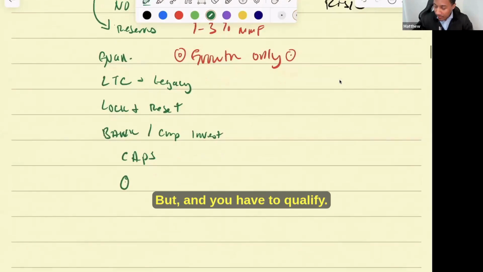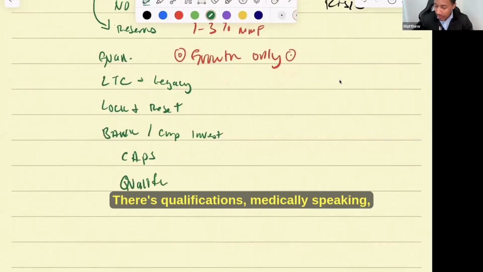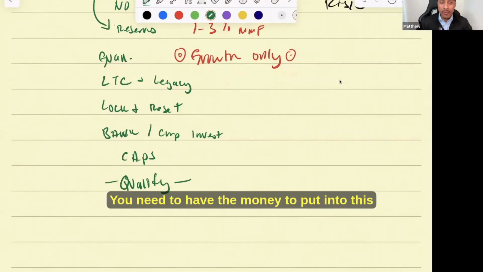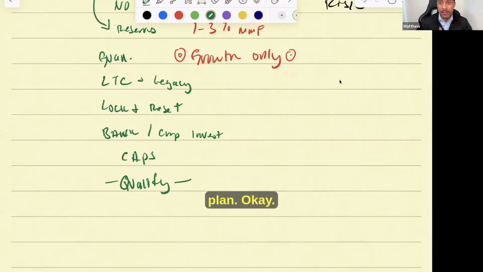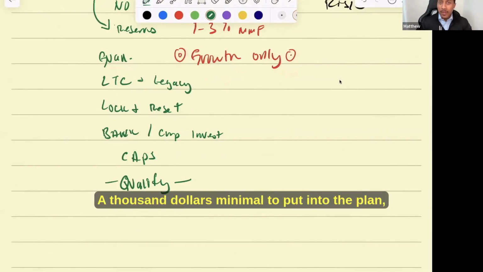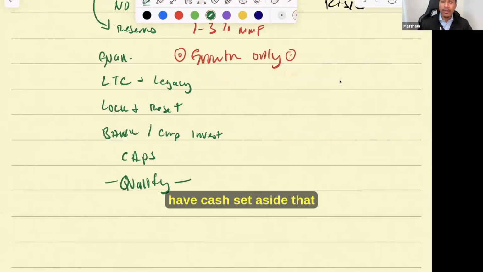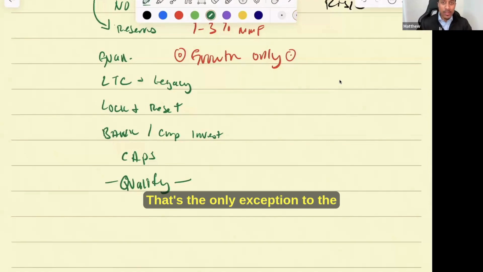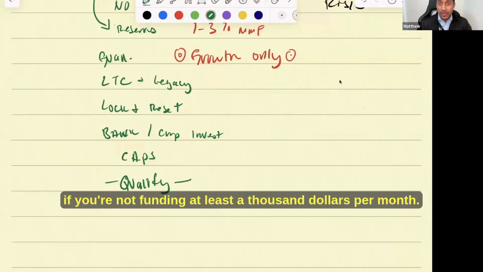And you have to qualify for this. There are qualifications, medically speaking, and you have to be eligible. You need to have the money to put into this plan. The minimum is $1,000 per month into the plan, or if you have cash set aside that you want to reallocate, chunks of cash you want to put into the plan. That's the only exception to the rule if you're not funding at least $1,000 per month.